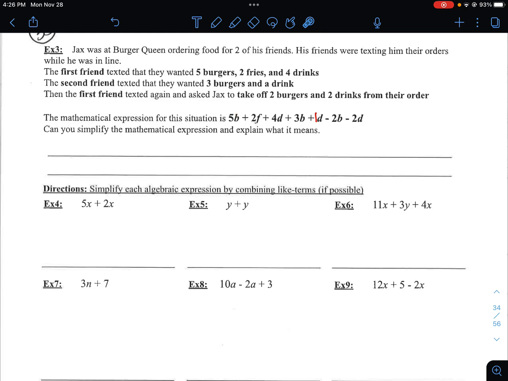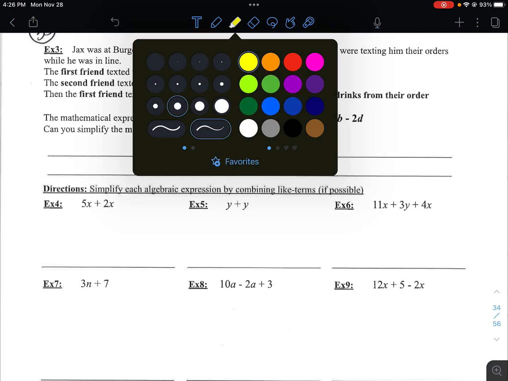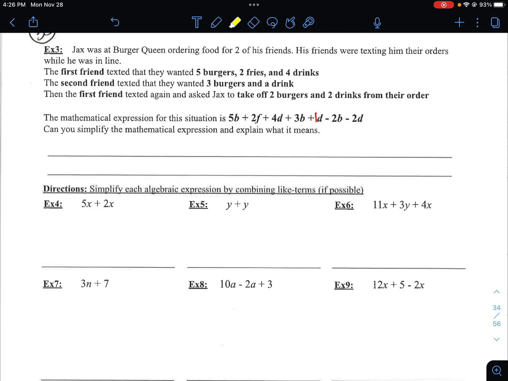Would it be a good idea for Jax to go up there and say, I want 5 burgers, 2 fries, 4 drinks, 3 burgers, 1 drink, and also take away 2 burgers and 2 drinks? No, I think that'd be really confusing. So what we're going to do is simplify this expression, and we're going to simplify by combining our like terms.